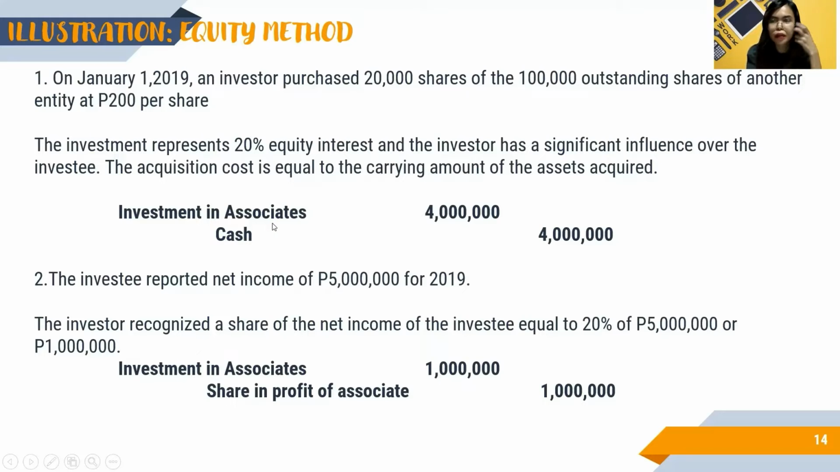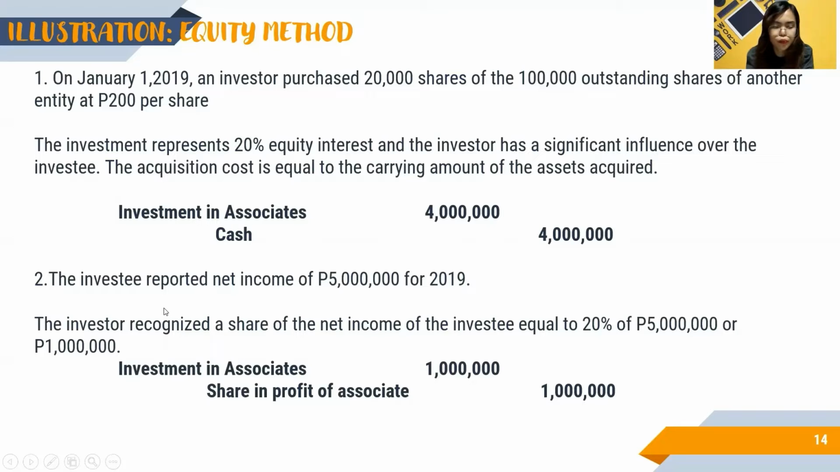So, ang entry natin dito to recognize the initial measurement or initial cost is debit to investment in associate na 4 million and credit to cash na 4 million. Paano nakuha yung 4 million? 20,000 shares multiplied by 200 pesos per share. Kaya nakuha yung 4 million. So, dahil tapos na nating i-entry or i-recognize yung initial measurement, punta na tayo sa subsequent measurement.